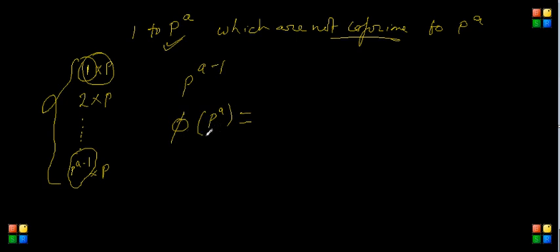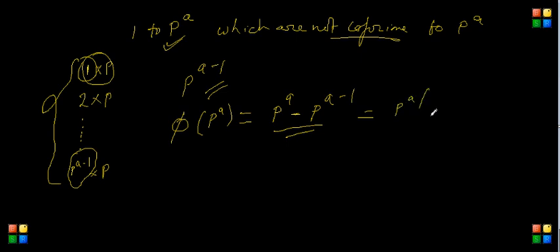Phi of p to the power a is the number of co-primes less than or equal to p to the power a. So the total number is p to the power a. If I subtract from this the total number of numbers which are not co-prime to p to the power a, which we already deduced as p to the power a minus 1, this will give me the total number of co-primes of p to the power a which are less than or equal to p to the power a, right?